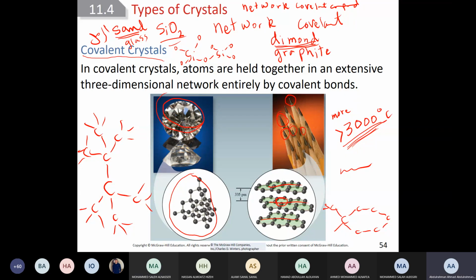Okay, and these are very high in melting. Their boiling point is very high. Is this clear?